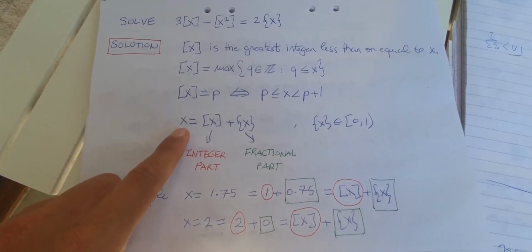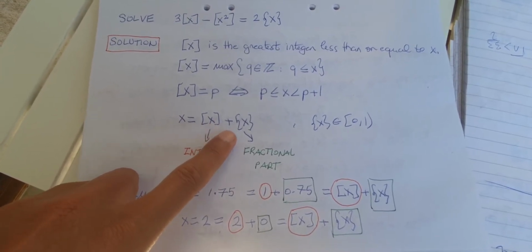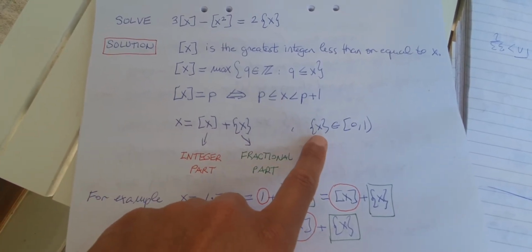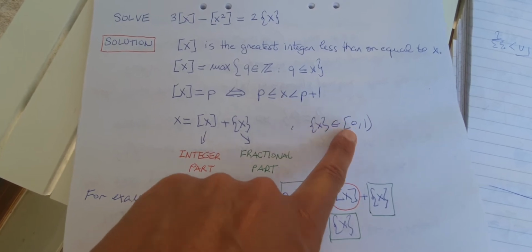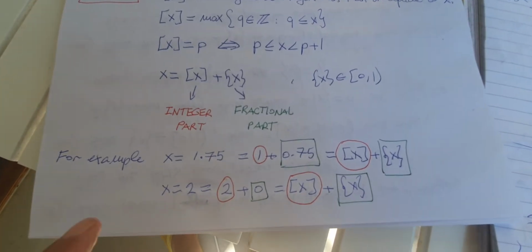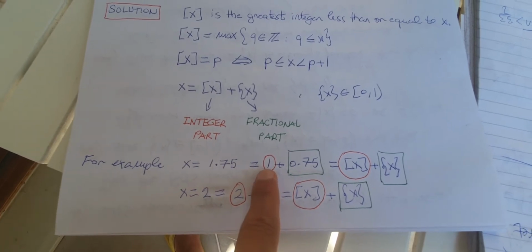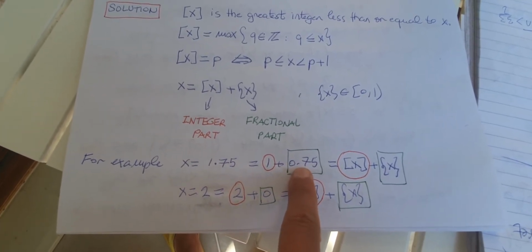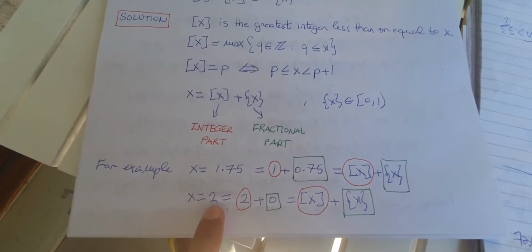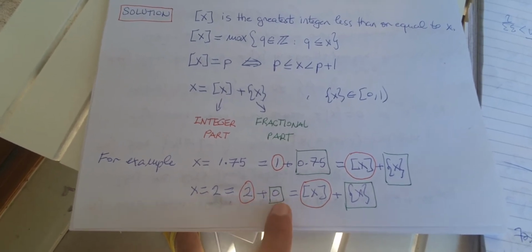And finally here, for any real number, x can always be written as the sum of an integer part and a fractional part, where the fractional part is always positive and lies in this interval. So for example, if x is 1.75, then the integer part would be 1 and the fractional part would be 0.75. And if x is equal to 2, where 2 is an integer, then it is equal to its integer part and the fractional part is always 0.